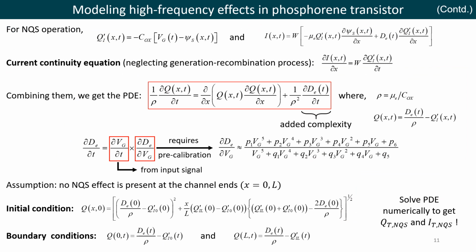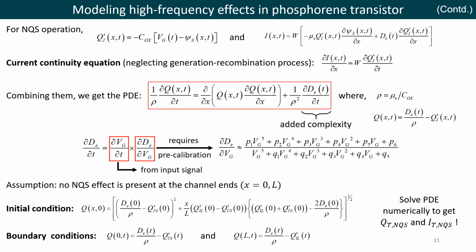For developing the non-quasistatic model, we first note that both the channel charge and current become explicit functions of time t and position x inside the channel, and they can be expressed as Qi prime of x comma t equal to minus Cox into (Vgt minus psi s of x comma t), and I of x comma t equal to W into minus mu into Qi prime (x,t) into del psi s (x,t) by del x plus D into del Qi prime (x,t) by del x. Now, with the help of the current continuity equation and neglecting the generation recombination processes, we come up to this final form of the partial differential equation as noted here.